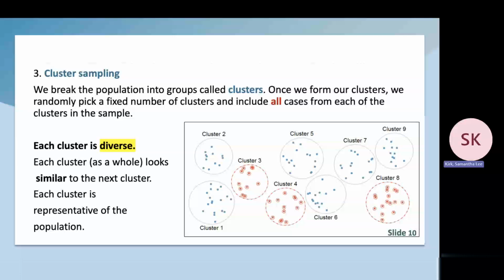Okay, and because each one looks like a little mini population, in the clusters, they all look similar. The groups themselves as a whole look similar to each other. In stratified sampling, the groups as a whole look different. So it's like the opposite of stratified sampling.